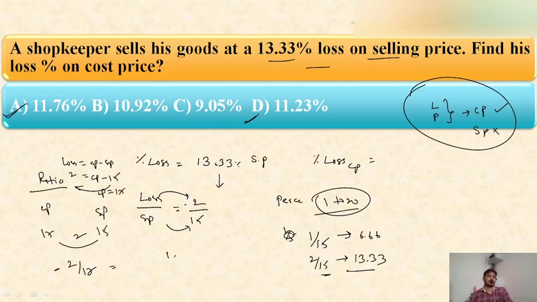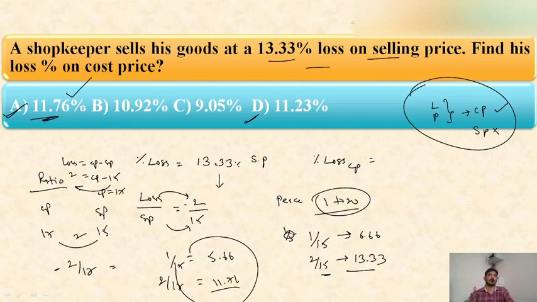What is the 1 by 17 value? 1 by 17 is nothing but 5.88. Then 2 by 17 is nothing but 11.76. So substitute the values here to get the answer for this particular problem. So the answer will be 11.76.